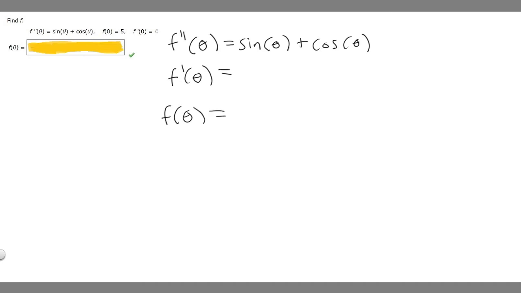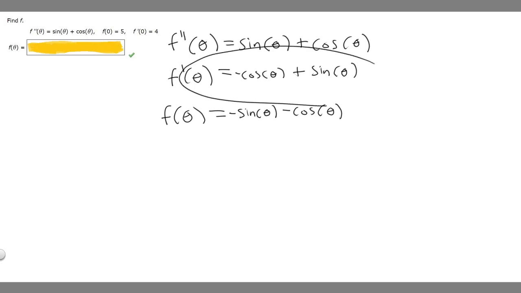So f prime of theta is going to be the antiderivative of this. The antiderivative of sine is going to be minus cosine of theta. And the antiderivative of the cosine of theta is sine of theta. Then we need to find the antiderivative of this to get f of theta. So the antiderivative of minus cosine of theta is going to be minus sine of theta. And then the antiderivative of the sine of theta is minus cosine of theta.